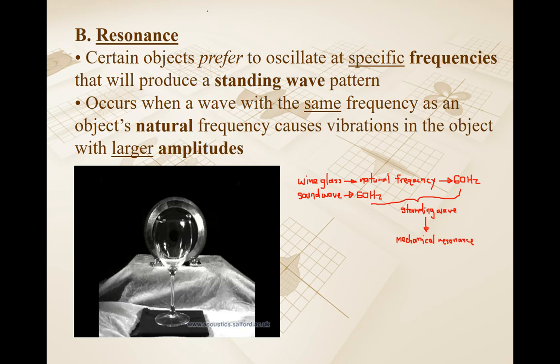Okay, so let's look at this now. I said certain objects prefer to oscillate at a specific frequency. They'll produce a standing wave pattern. This wine glass actually has multiple frequencies that it can vibrate at that'll produce a standing wave.